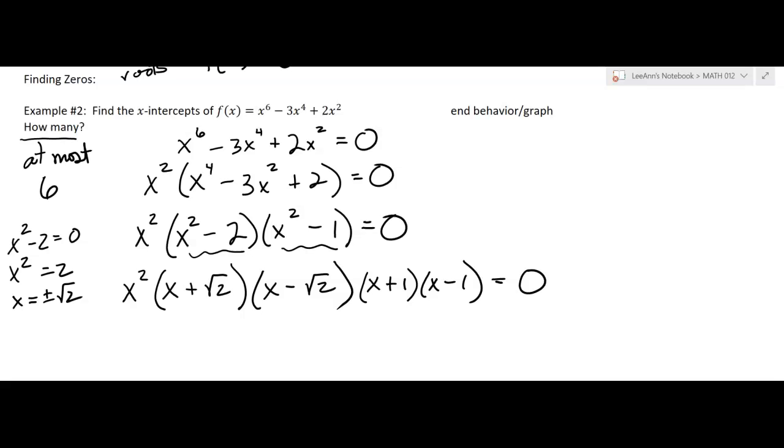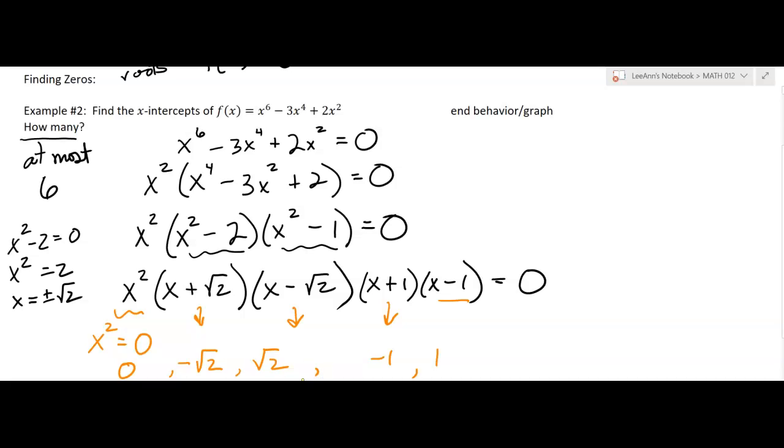So taking this first factor into consideration, x squared equaling 0, well then I'm going to get an x-intercept at 0. And then taking this one, I'm going to get an x-intercept of minus the square root of 2. It's whatever makes the factor 0. And this one is going to be positive the square root of 2. And then this one's going to be negative 1, and this one's going to be 1.